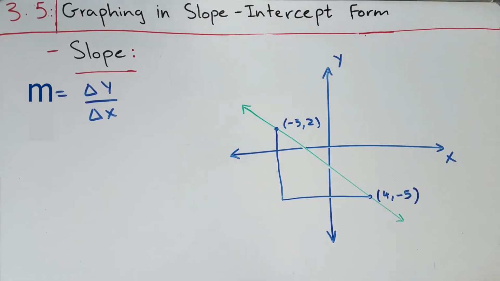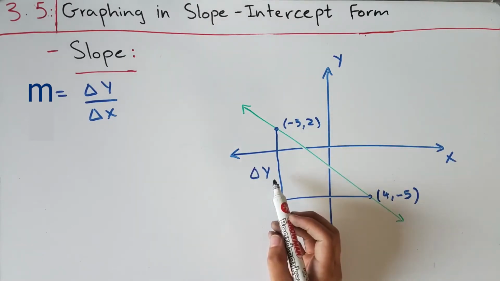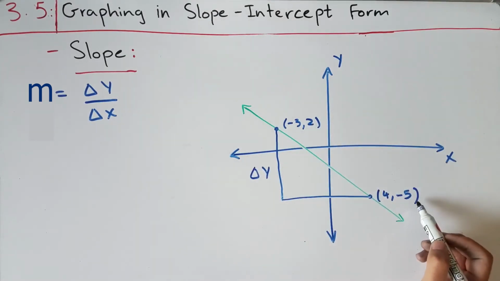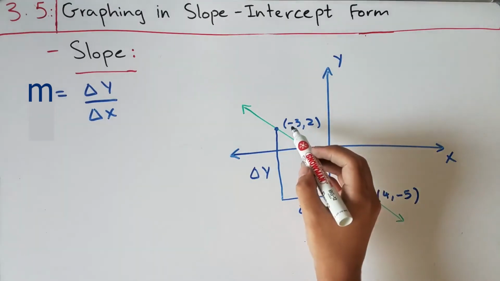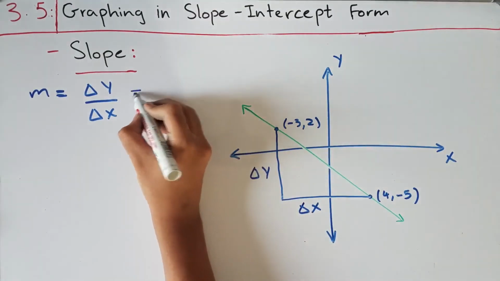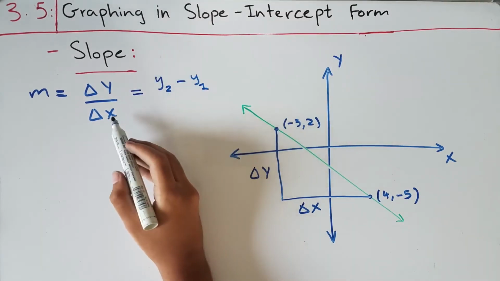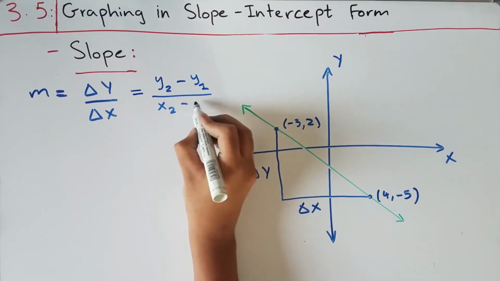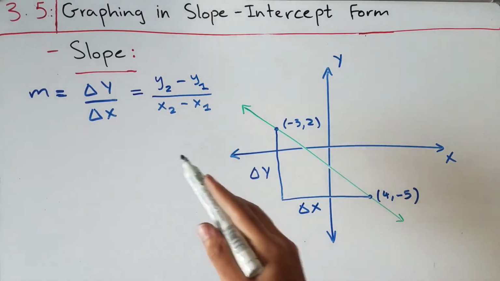We know that our slope is represented by the change in y over the change in x, and in this case our change in y would be this vertical line, as our y value changes from 2 to -5, and this horizontal part is our change in x, as we change from -3 to 4. Now coming back to the formula m equals change in y over change in x, we can write the change in y as the second y minus the first y, and the change in x as x2 minus the first x. So we can use the coordinates that we have here to find the slope of this line.